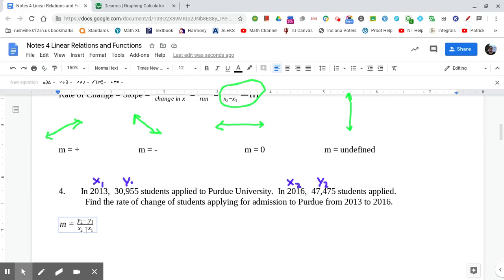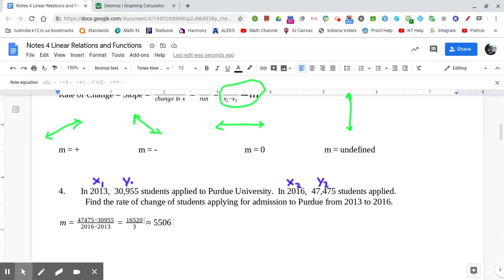So here's the formula. Now I'm going to replace in my formula what my numbers were. Instead of y2, I'm going to write 47,475. Instead of y1, I'm going to replace that with 30,955. Instead of x2, I'm going to replace that with 2016, and instead of x1, I'm going to replace that with 2013. Then feel free to use a calculator, and we are going to evaluate this. So we'll evaluate the numerator, and we'll evaluate our denominator.